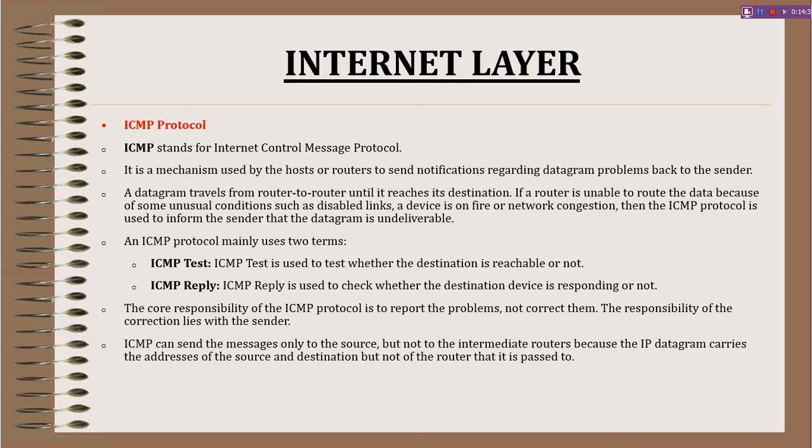Okay. ICMP can send the message only to the source but not to the intermediate router, because the IP datagram carries the address of the source and destination but not of the routers that it is passed through. Means it can deliver the message to the sender because the datagram has the sender and destination address.